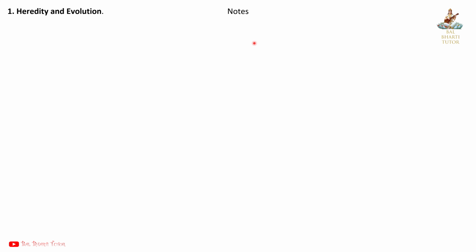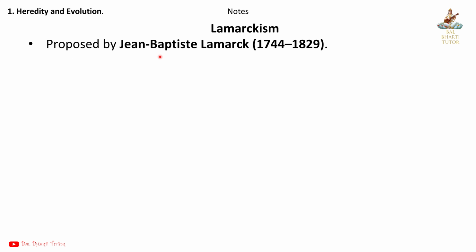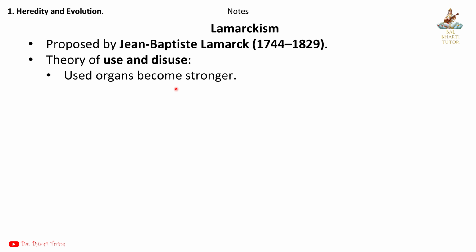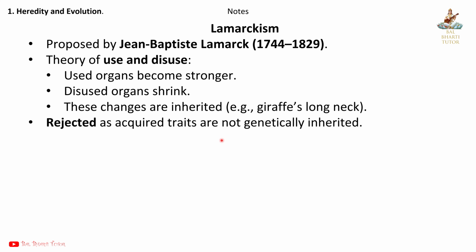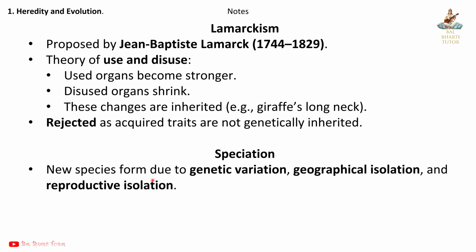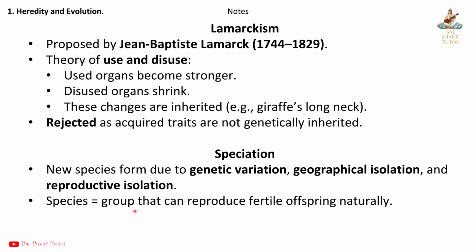common ancestor. Lamarckism, proposed by Jean-Baptiste Lamarck, 1744 to 1829, theory of use and disuse. Used organs become stronger, disused organs shrink. These changes are inherited. Example, giraffe's long neck, rejected as acquired traits are not genetically inherited. Speciation. New species form due to genetic variation, geographical isolation, and reproductive isolation. Species: a group that can reproduce fertile offspring naturally.